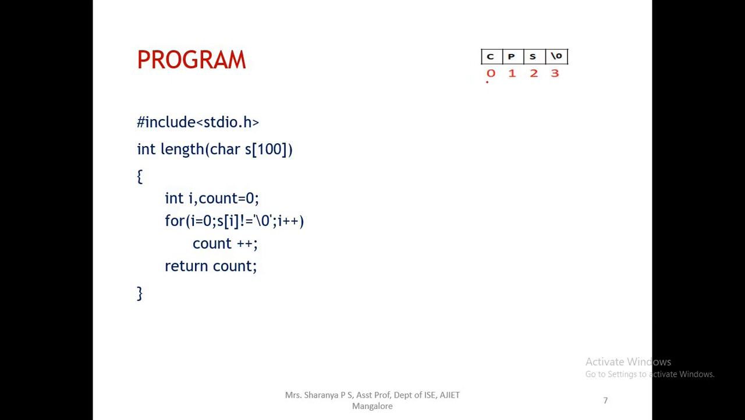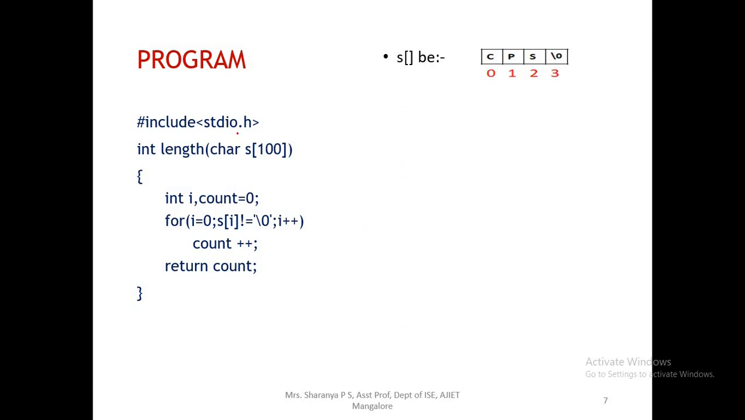And as we know, the index in the string starts with 0, 1, 2, 3. So what is the final length of the string? As we count here, it is 3. So that is what we need to compute with the program code.